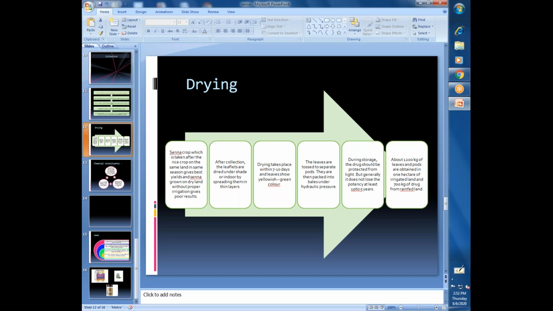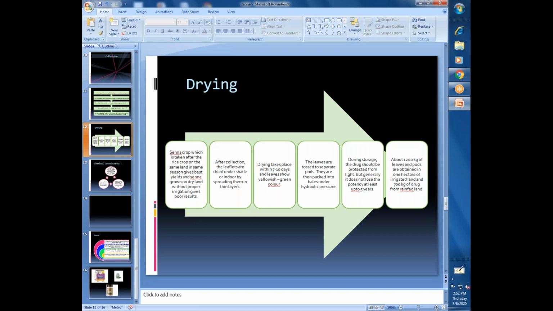Senna crop which is taken after the rice crop on the same land in the same season gives the best yields. For example, if you are sowing the senna in January, when in June you are uprooting the plants, after giving a gap of 1 or 2 months, you grow the rice, a 3 month crop, in June, July, August. Then in October you can again grow the senna. That field will give more yield of senna, or a good quality of senna. We call it crop rotation.